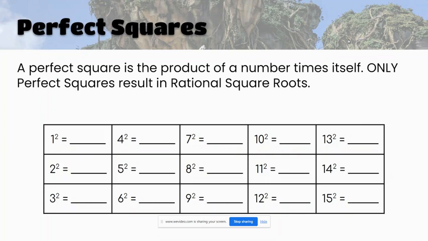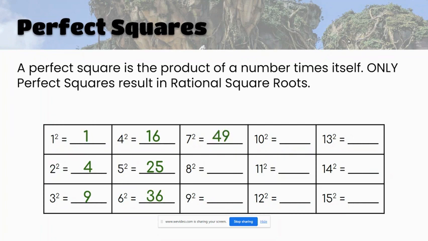Well, 1 squared is 1 times 1, which is 1. 2 squared, 2 times 2 is 4. 3 squared, 3 times 3 is 9. 4 squared, 4 times 4 is 16. 5 squared, 5 times 5 is 25. 6 squared, 6 times 6 is 36. 7 squared, 7 times 7 is 49.